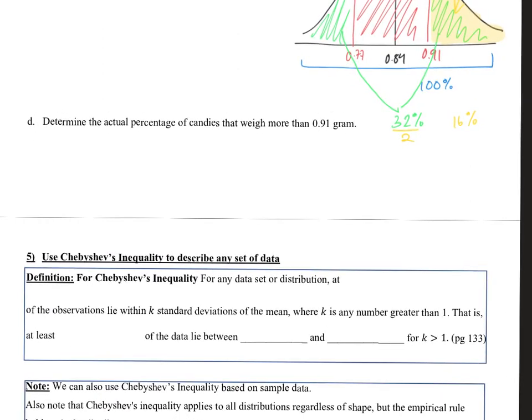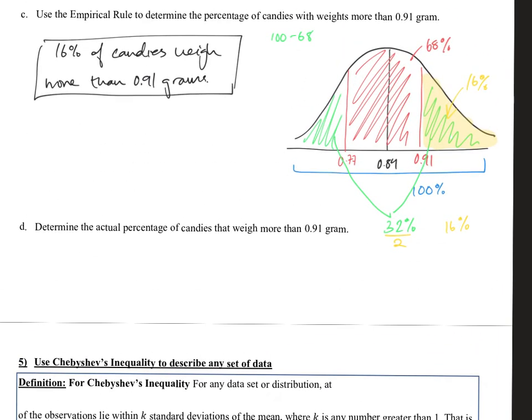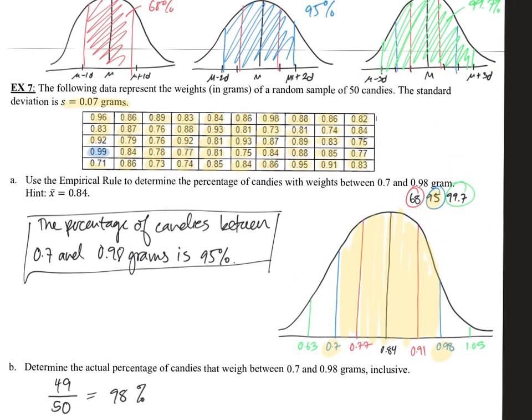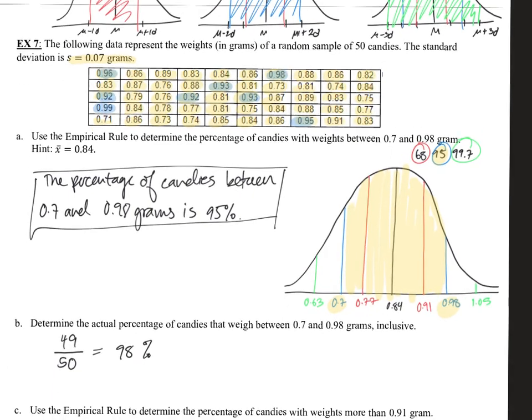Now we want to determine the actual percentage. So when you want to determine the actual percentage, you're going to go back up and count. So we want the ones that weigh more than 0.91 grams. Let's look at our chart here. Which ones weigh more than 0.91? So we have this one, that one, that one, that. Alrighty. Let's count those up. How many are they? 1, 2, 3, 4, 5, 6, 7, 8.